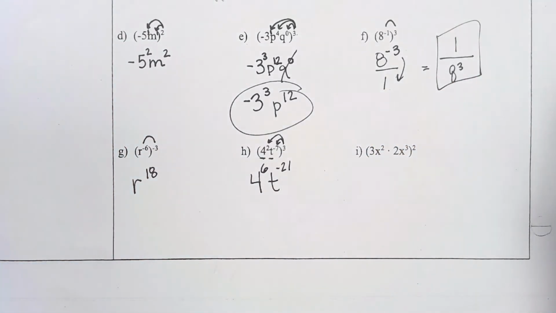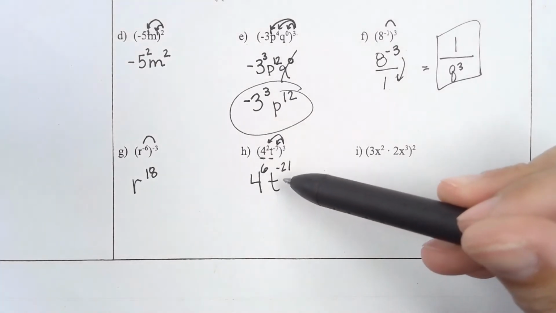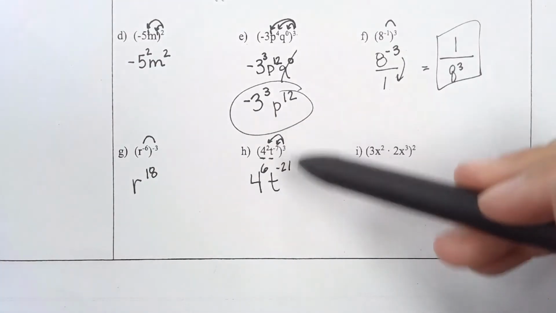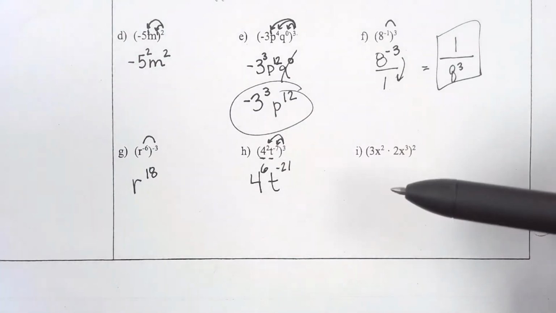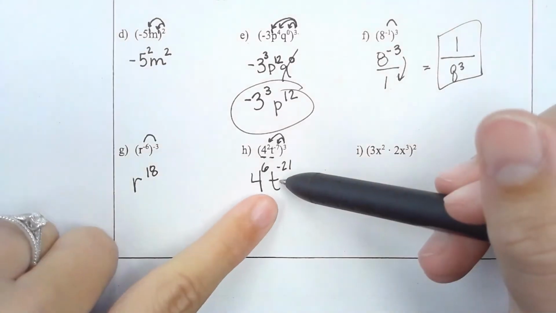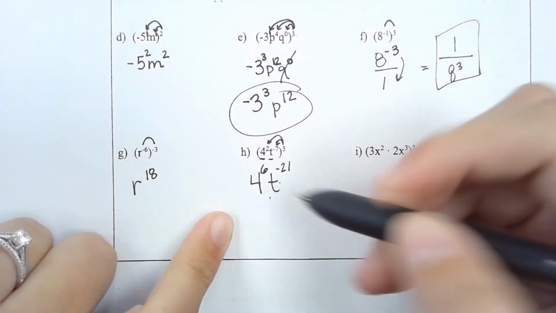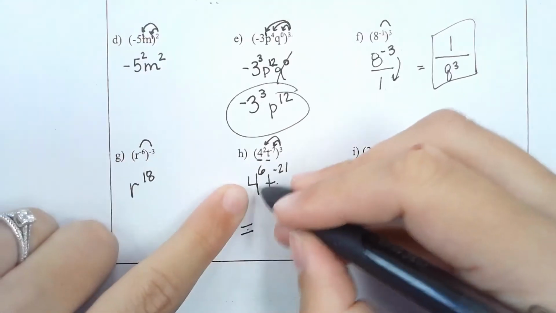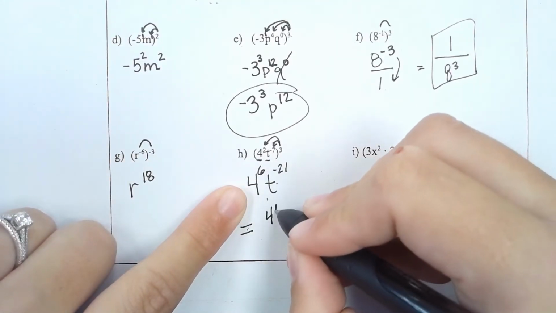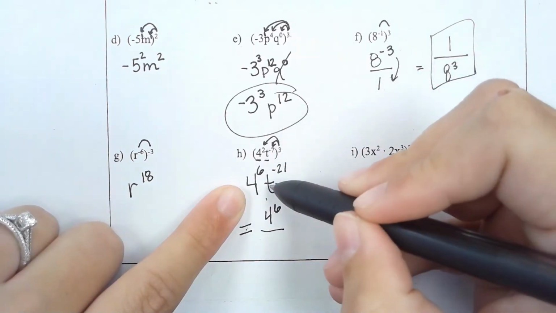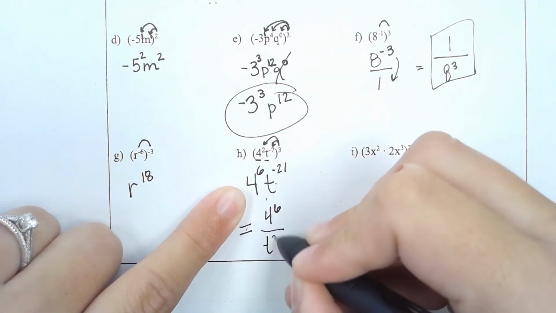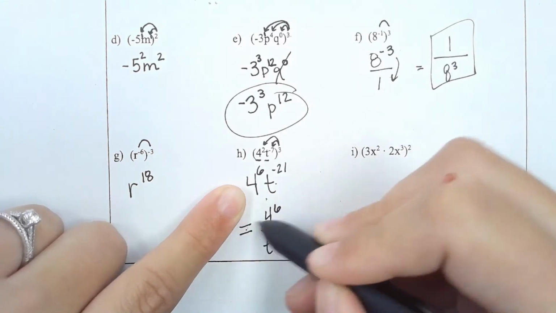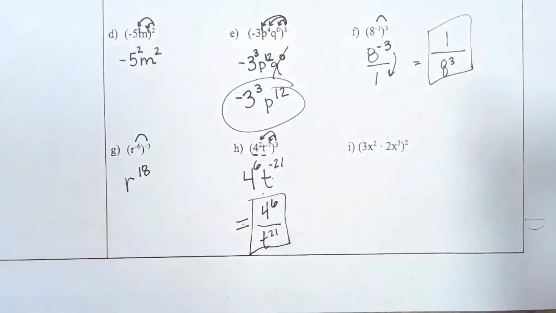And you guys should have realized that T is not happy. He has, or she has, or they have a negative exponent. So if they're not happy upstairs, you got to take it downstairs. So your simplified answer, 4 to the 6th power was happy upstairs, so you're going to leave that upstairs, and then you're going to take that T to the 21st downstairs, and then it becomes happy. So that is your final answer.